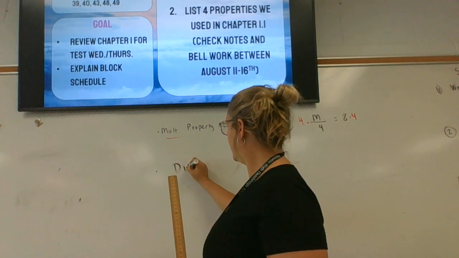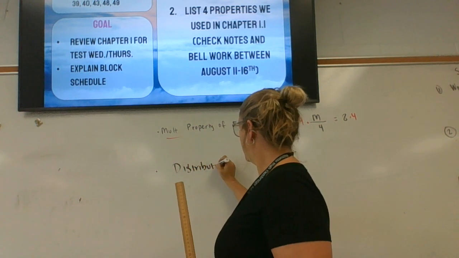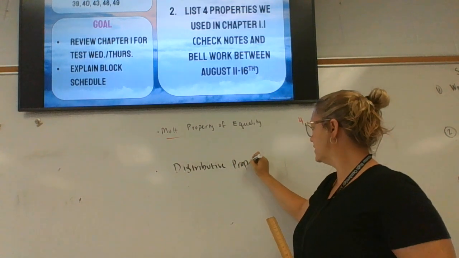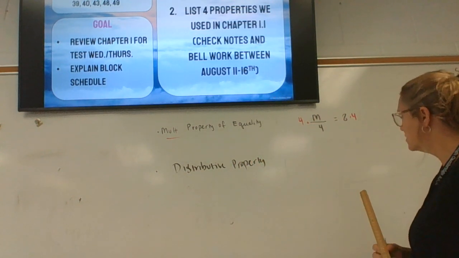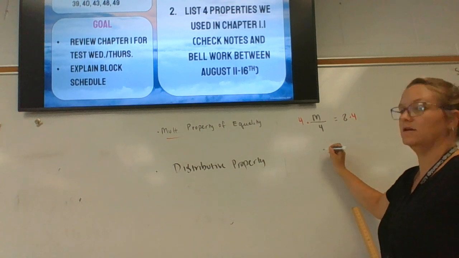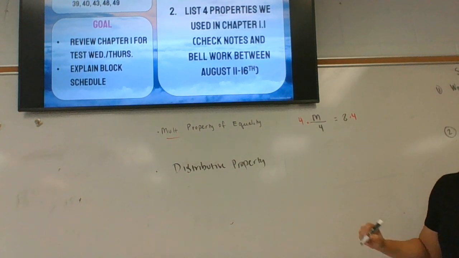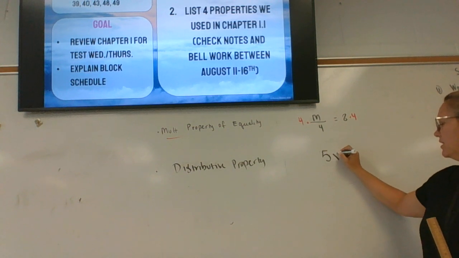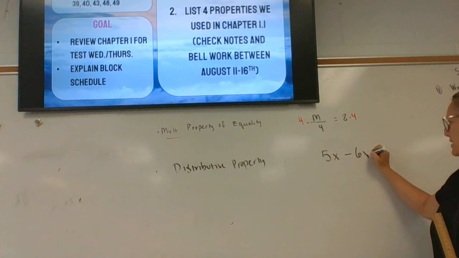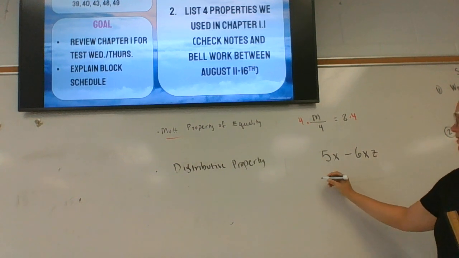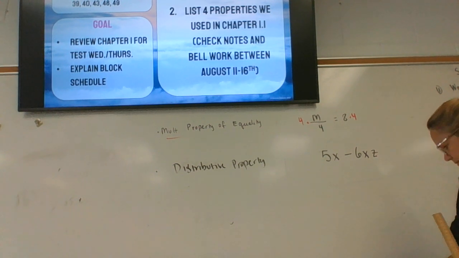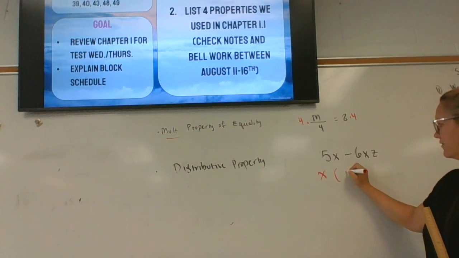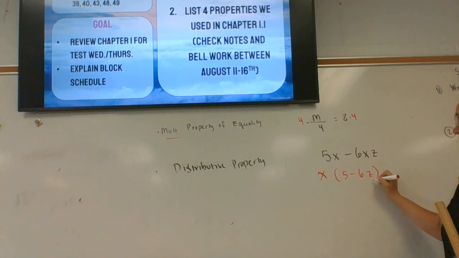There's the distributive property. We've done that forwards and backwards. So for example, I'm going to show you the opposite because that's your upgrade. For example, if you had 5x minus 6xz, you could rewrite it taking an x out front. Distributive property. All right, somebody else? We need 2 more. Somebody else who hasn't gone yet. Yes?